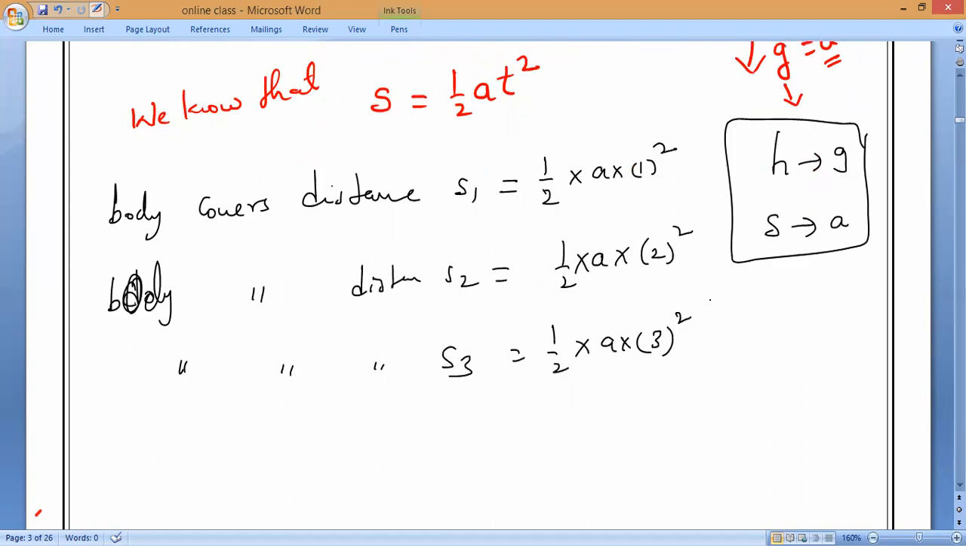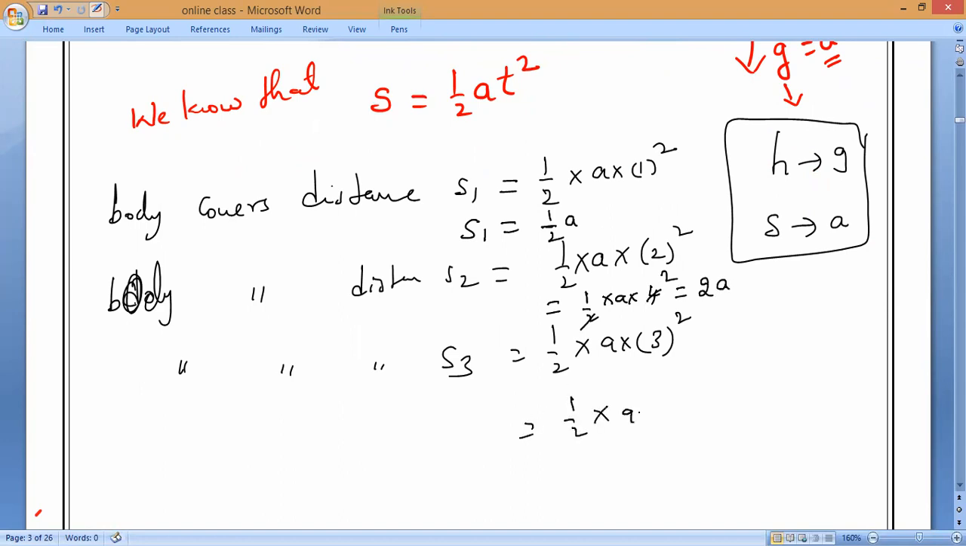Now, let me take the first equation. What will come? S1 is equal to 1 by 2A. Second equation, 1 by 2A into 4. So 2 ones are 2, twos are 4, which is equal to 2A. Now the third one, what will come?